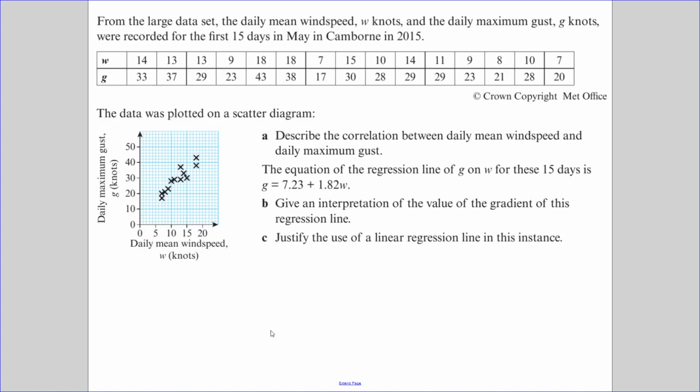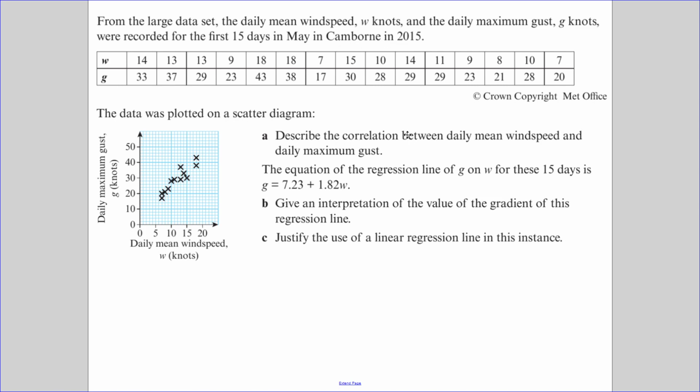2 quick examples, and then we'll have a go at some of the questions. So here we've got a scatter graph drawn from the large data set, which is a big set of weather data that's provided as part of the course. You can find this on Moodle in the large data set area if you want to have a look at the actual thing, but it's basically just a big set full of data. So this covers maximum gust and the wind speed for some places in Camborne in 2015.